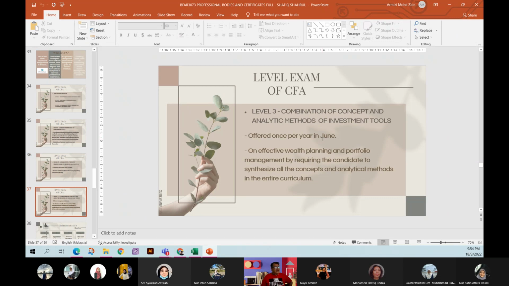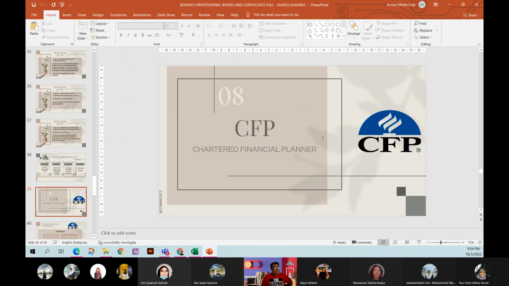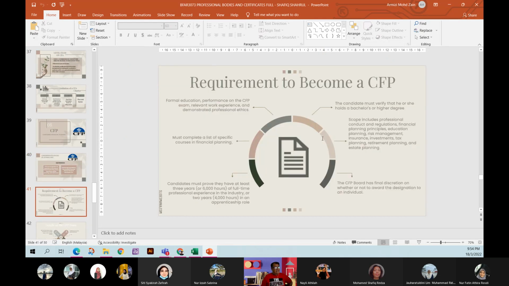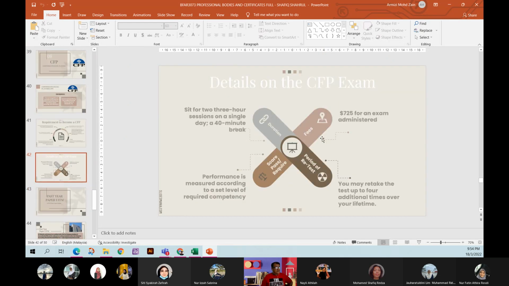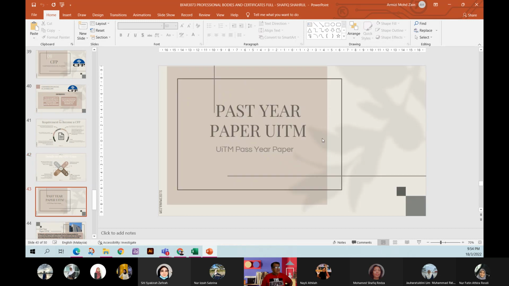So Malaysia jarang ada orang ada CFA dengan ICAEW. CFP ni biasalah orang ambil untuk orang yang bahagian investment, jual insurance ke, jual unit trust ke, biasa dia akan ambil CFP.